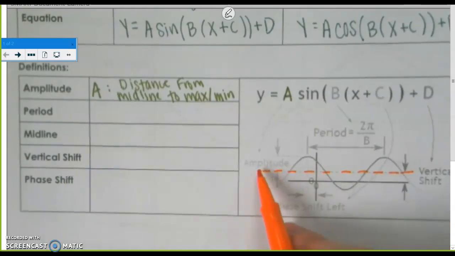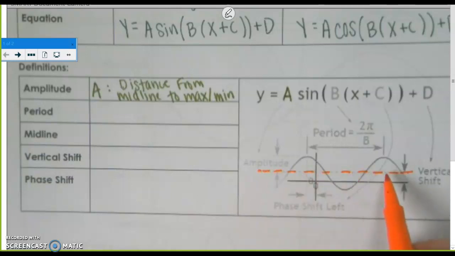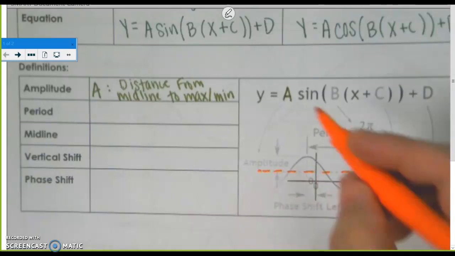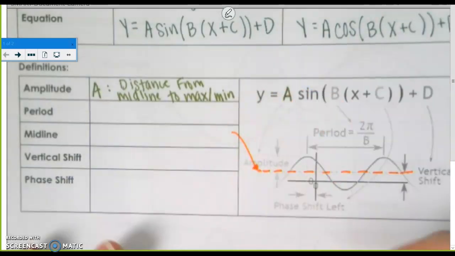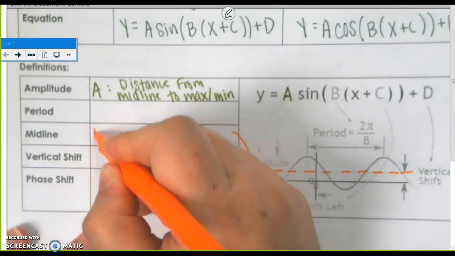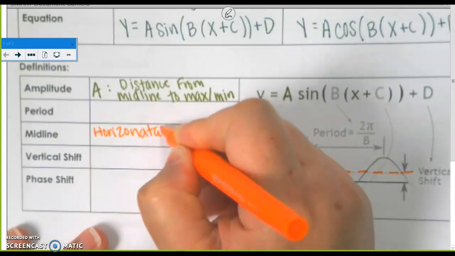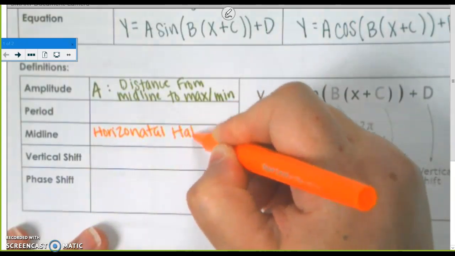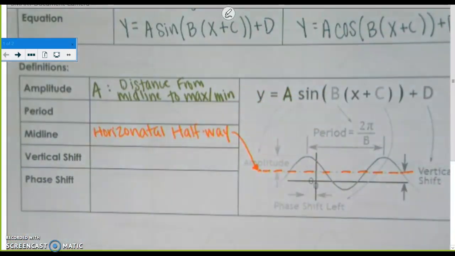So it's kind of faint on your copy of it. This was as dark as I could make the picture. But that line that's going through horizontally, going through the middle of the graph, that is the midline. And it's the horizontal halfway point.